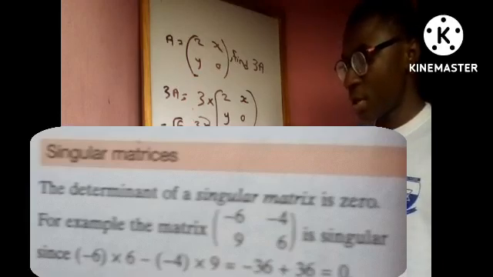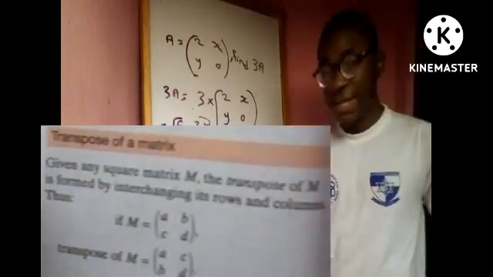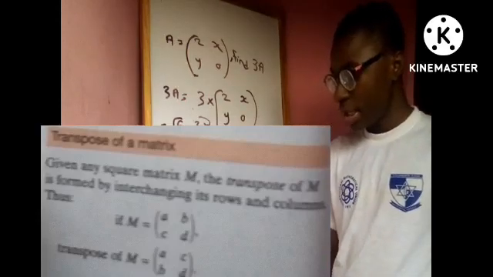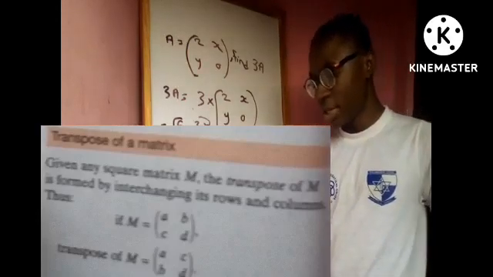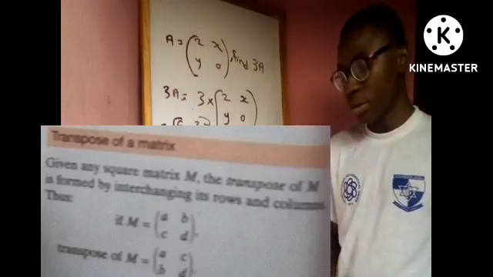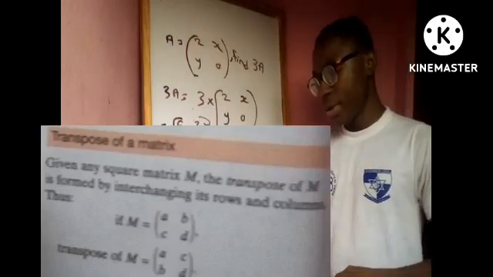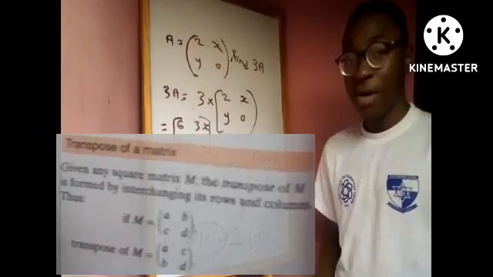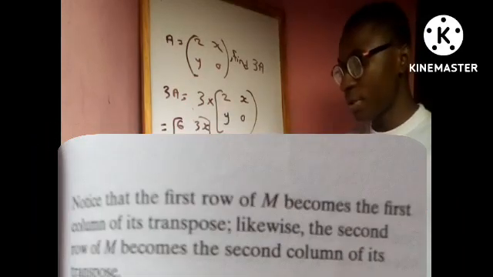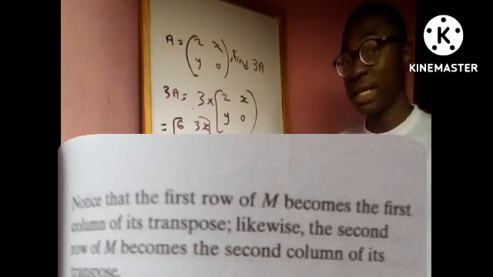Next, let's talk about the transpose of a matrix. Given any square matrix, the transpose of M is formed by interchanging its rows and columns. Thus, if M is the matrix A, B, C, D, then the transpose of M is A, C, B, D. As you can see on this diagram, this is how to form the transpose of a matrix. All you need to do is change the columns to rows and the rows to columns.